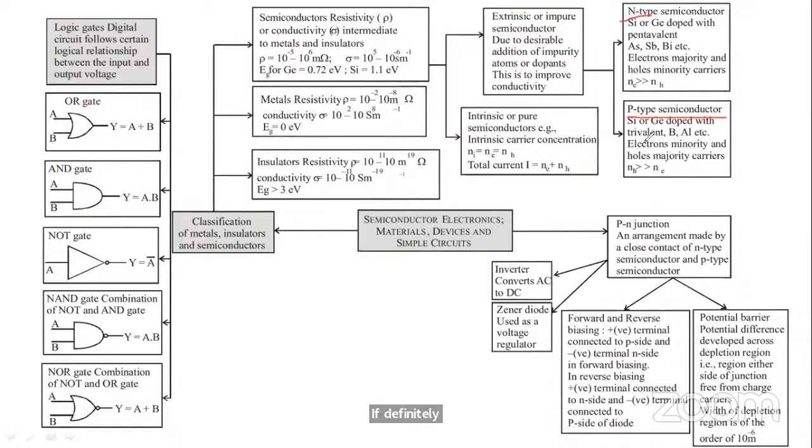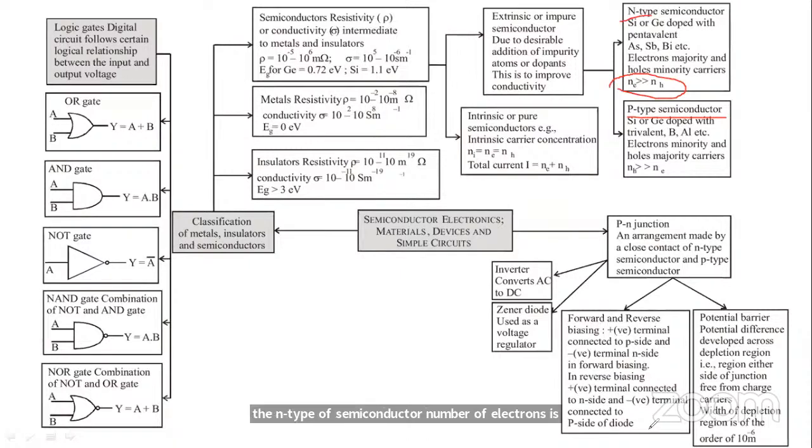What do you think happens? With 5 valence electrons, 4 valence electrons are covalently bonded with the surrounding pure semiconductor and 1 is left in excess. So the availability of electrons increases. That's why in an N type semiconductor, the number of electrons is much greater than the number of holes. You need to remember that.